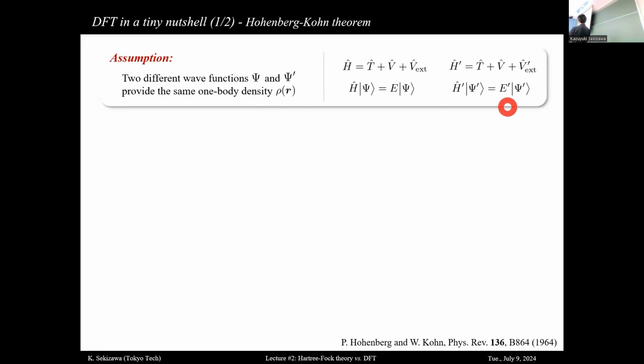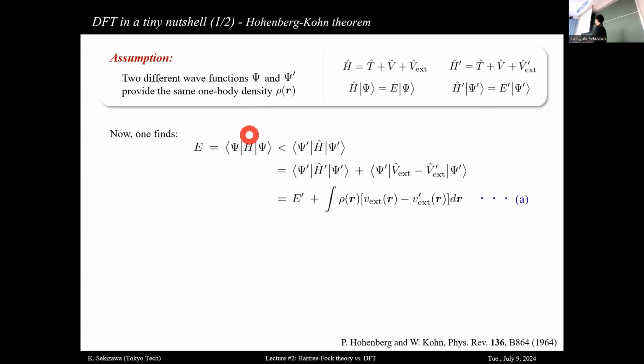So different wave functions are different ground states, associated with different Hamiltonians. The kinetic term T and the interaction term V are the same, but they differ by the external potential, V and V prime. So as a solution of the Schrödinger equation, you have psi prime with total energy E prime, and psi with total energy E. These are the assumptions and preparation for the proof.